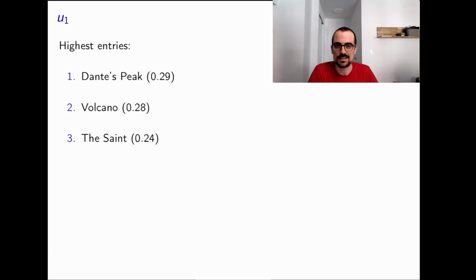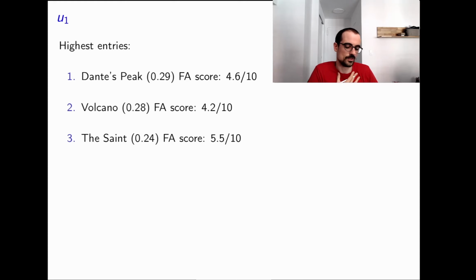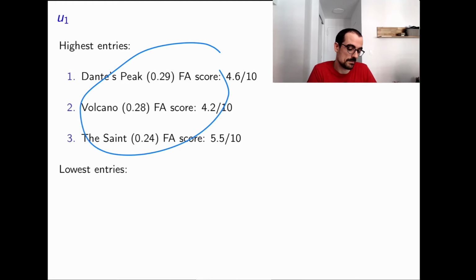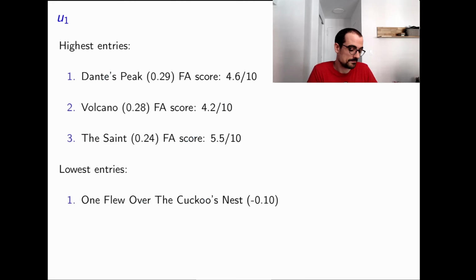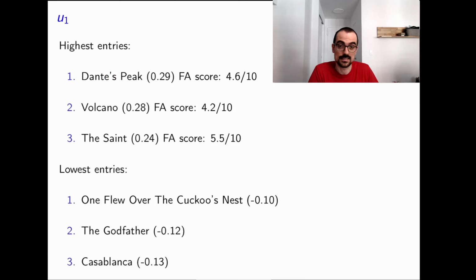So what do these movies have in common? They're very bad movies. And it's not me saying it. These are the Film Affinity scores. If you look at the IMDb scores, you'll see something similar. Very bad movies. What are the lowest entries? What do you expect to see now in the lowest entries? Well, if these are very bad movies, maybe we'll see really good movies. And that's actually what we see. This is One Flew Over the Cuckoo's Nest, The Godfather, and Casablanca.